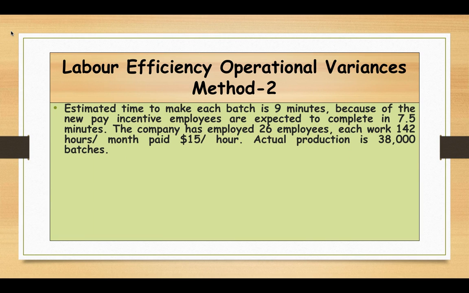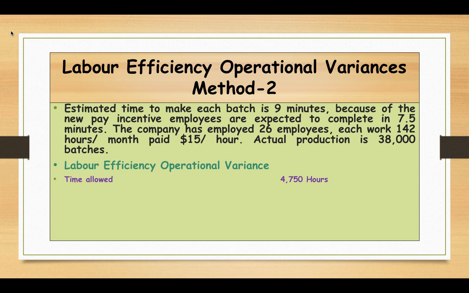We are going to see labor efficiency operational variances under method 2. So we look at this question again. 9 minutes, the original time allowed per batch, but the new time allowed is 7.5 minutes per batch. 26 employees, each worked 142 hours per month, and the original rate is $15 per hour. Actual production 38,000 batches. So we are going to calculate the labor efficiency operational variance under method 2.